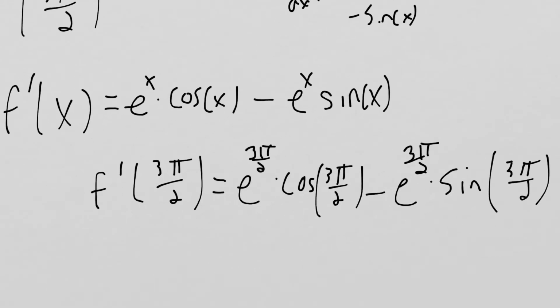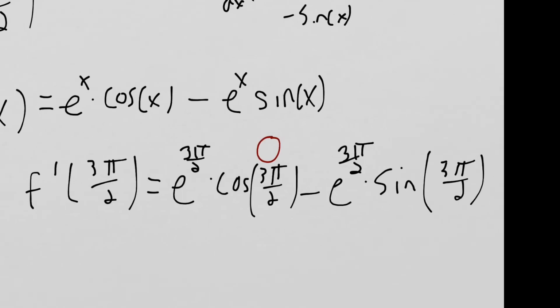So cosine of 3 pi over 2 is equal to 0, so this whole term is going to cancel. And then sine of 3 pi over 2 is equal to -1. So what we're ultimately going to end up with is negative e to the 3 pi over 2 times -1, which is going to make a positive. So overall, this is going to be equal to positive e to the 3 pi over 2. That is the slope of the function at x equals 3 pi over 2.